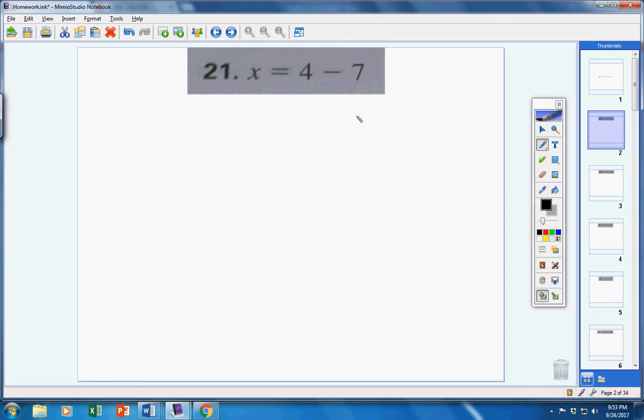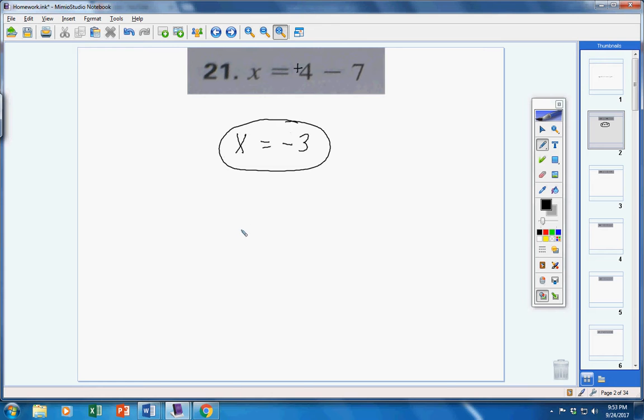Number 21, let's solve this equation. Step 1 is to simplify both sides. Obviously the left side cannot be simplified, but the right side can be simplified. We have a positive 4 and a negative 7. Combine those and you get a negative 3. Step 2, get the variable isolated. It already is, so we are finished.